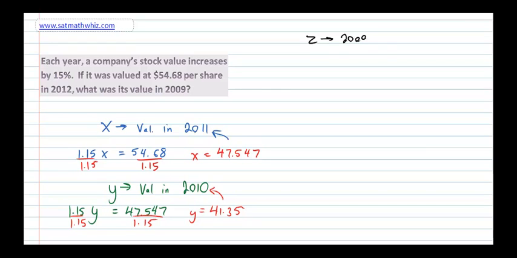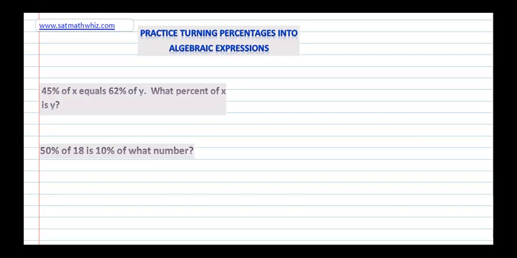So we have our 2009 value Z. We increased it by 15%, multiplied by 1.15, and that came out to $41.35. To go ahead and get Z by itself, divide by 1.15 on both sides, and Z comes out to $35.95. So now we know that the stock value in 2009 was $35.95.